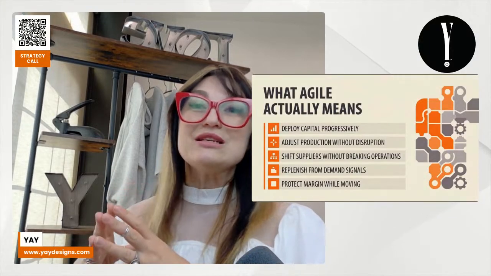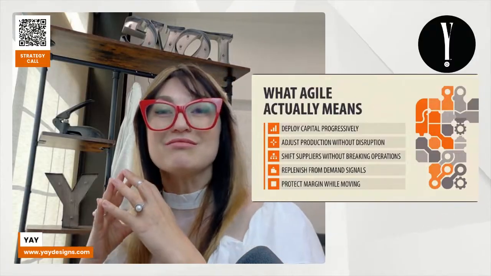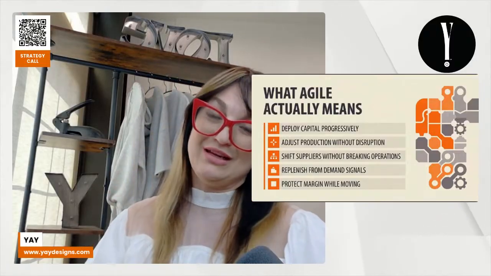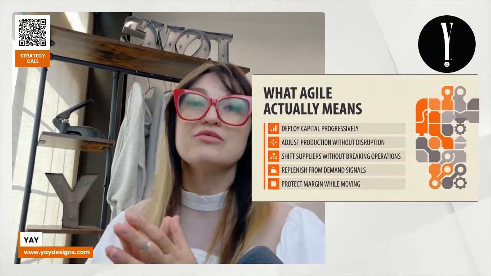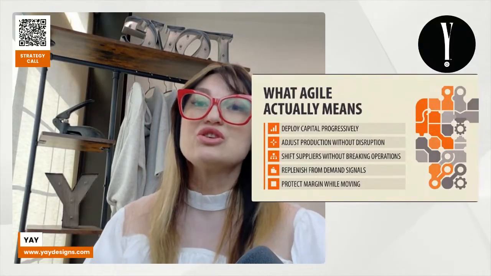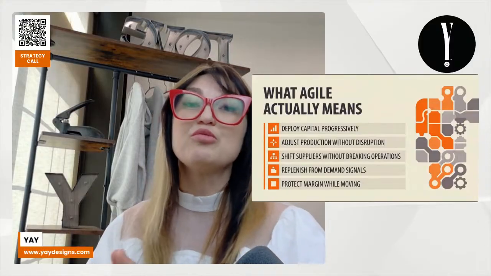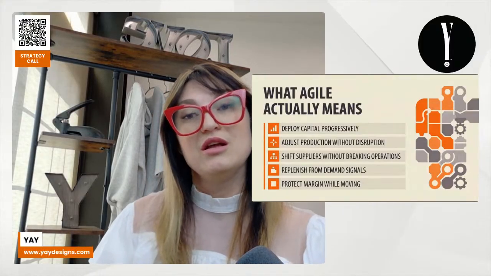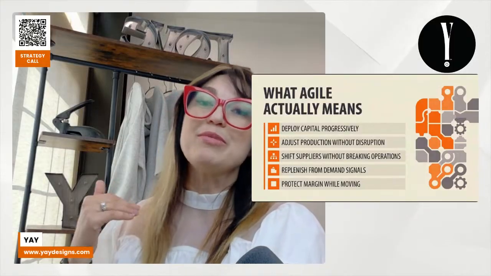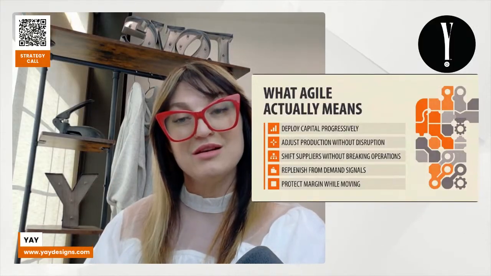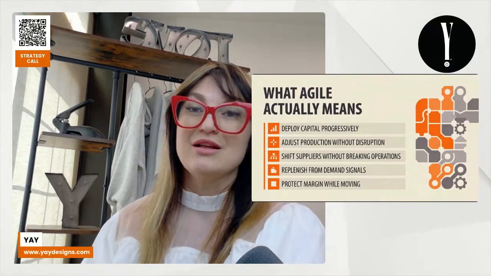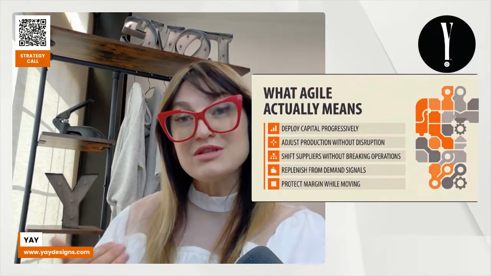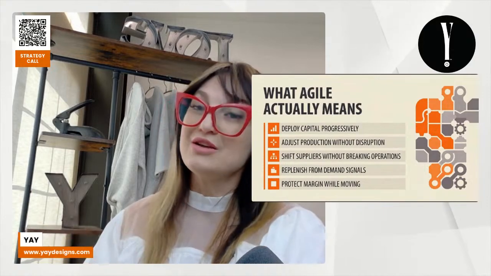It is your ability to deploy capital progressively. It also helps you adjust production without disruption. It shifts suppliers without breaking operations. Replenishing based on demand signals, and protecting margins while you're doing it. If your system cannot do those things, you're really not agile.